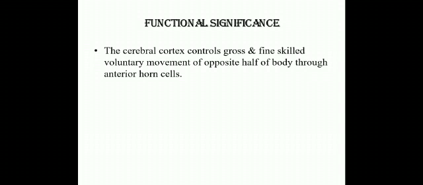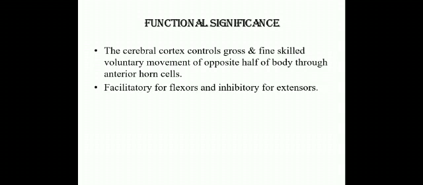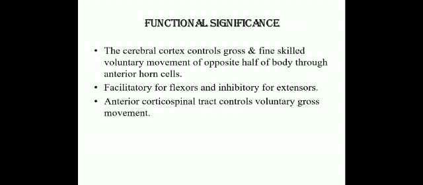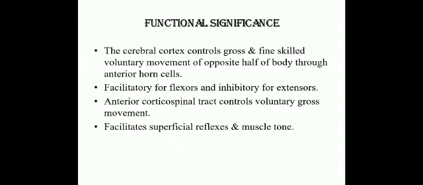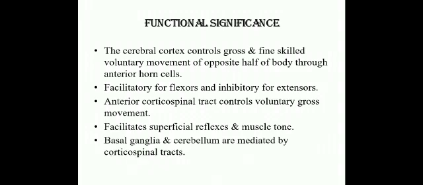So what is the functional significance of this? The cerebral cortex controls the gross and fine skilled voluntary movement of the opposite half of the body through anterior horn cells. It is facilitatory for flexors and inhibitory for extensors. The anterior corticospinal tract controls the voluntary gross movement. It facilitates the superficial reflexes and the muscle tone. The basal ganglia and cerebellum are mediated by corticospinal tracts.